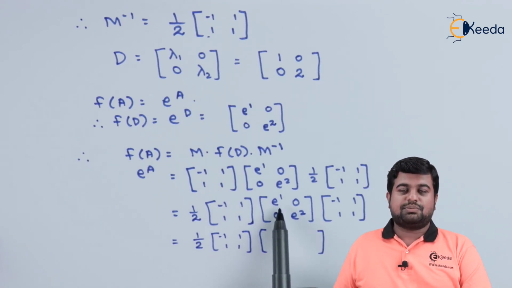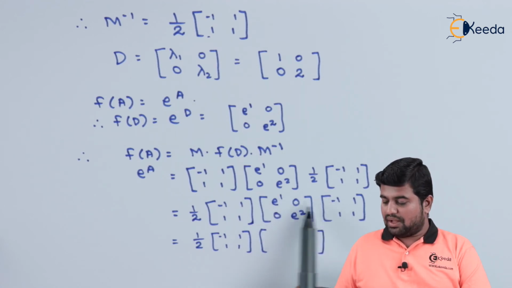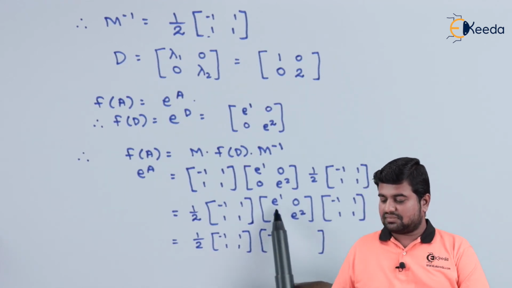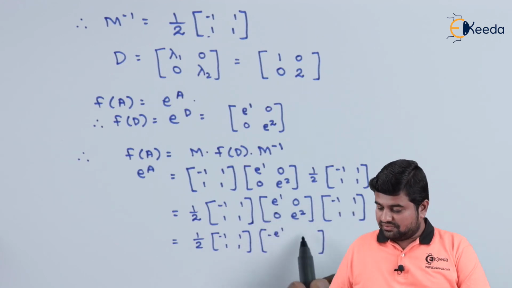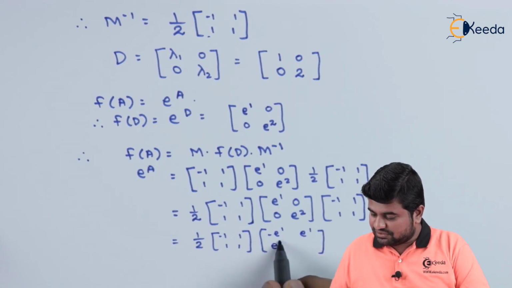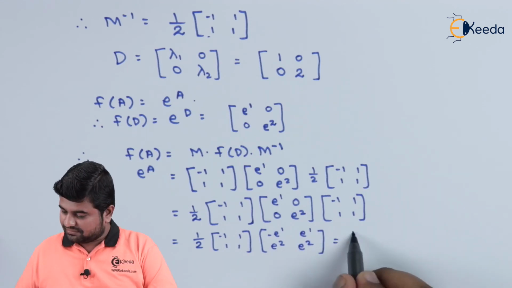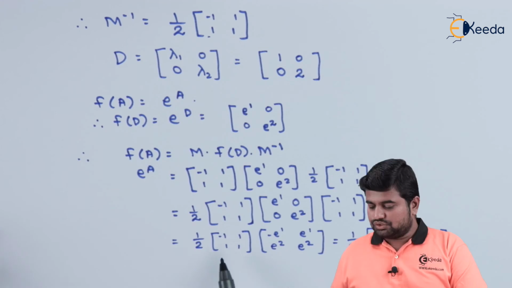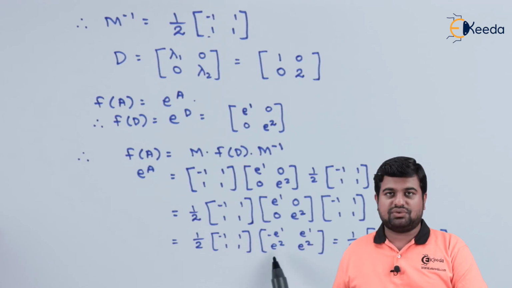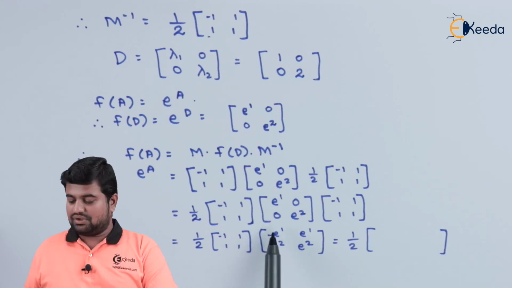While calculating this particular matrix, I am going to have first row into first column, which is e raised to 1 into -1 plus 0, which is minus e raised to 1. e raised to 1 into 1, which is e raised to 1. 0 into -1 plus e raised to 2, e raised to 2. And here 0 into 1 plus e raised to 2, which is e raised to 2. So we have got -1 1 1 1. Here we have got minus e raised to 1, e raised to 1, e raised to 2 and e raised to 2. So in order to multiply the same, I am going to take first row into first column.